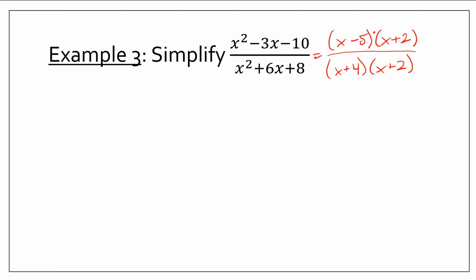So if you notice on the top, I have x minus 5. On the bottom, I have x plus 4. These two don't cancel, but the x plus 2 on top and the x plus 2 on the bottom do cancel. That leaves me with x minus 5 over x plus 4. Hey, can you cancel the x's? No, don't do it, because you will lose massive amounts of points. Since I have the addition and the subtraction, I cannot just go and cancel the x's. I would need to have multiplication to do that.